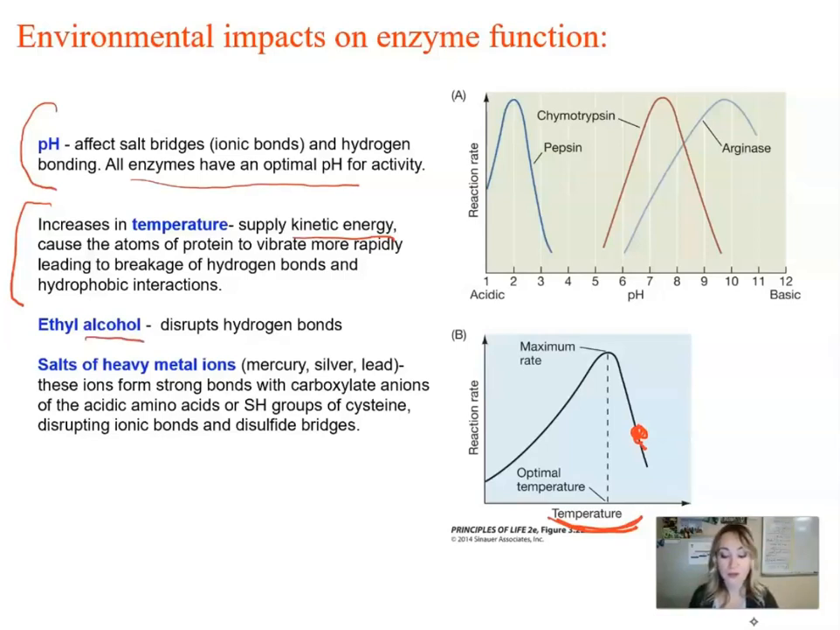Alcohol can also disrupt hydrogen bonds and compromise its shape. And then metal ions as well, they can actually disrupt ionic bonds and disulfide bridges that happen between cysteines. And remember, those are your strong bonds that hold that 3D shape in a protein.